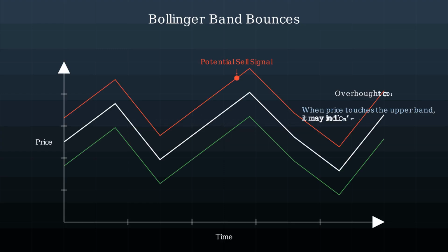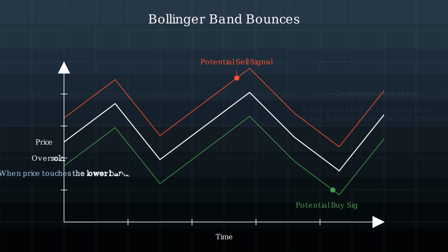When price touches the upper band, it may indicate an overbought condition, suggesting a potential sell signal. Conversely, when price touches the lower band, it may indicate an oversold condition, suggesting a potential buy signal.